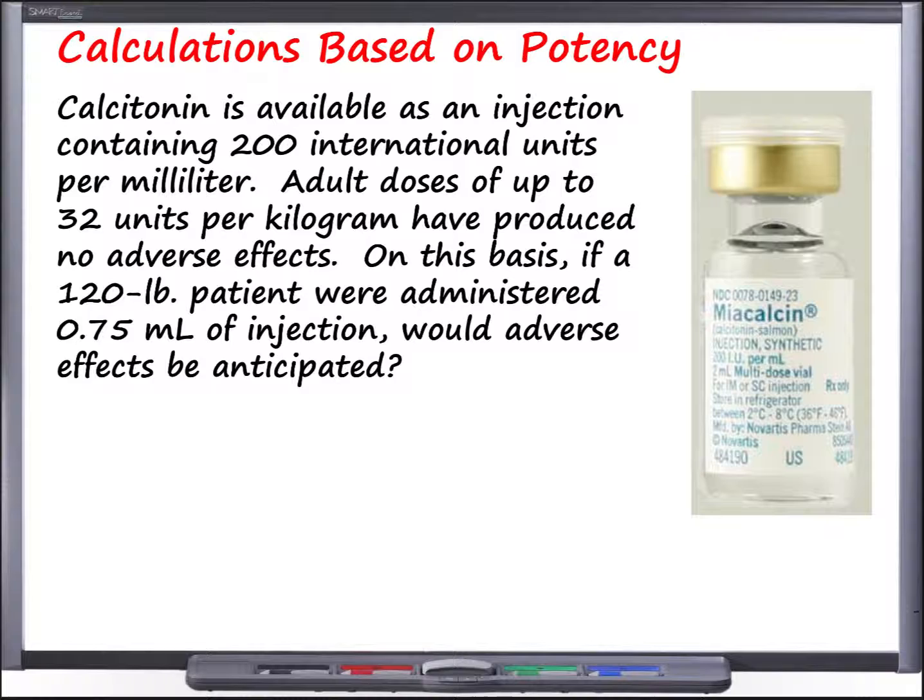All right, let's start with our second question. Now, this question involves a vial of calcitonin, which has the brand name of miacalcin. A little bit of background about calcitonin is it's interesting. It's actually a polypeptide hormone product that is produced naturally by the parafollicular cells of the thyroid glands in humans.